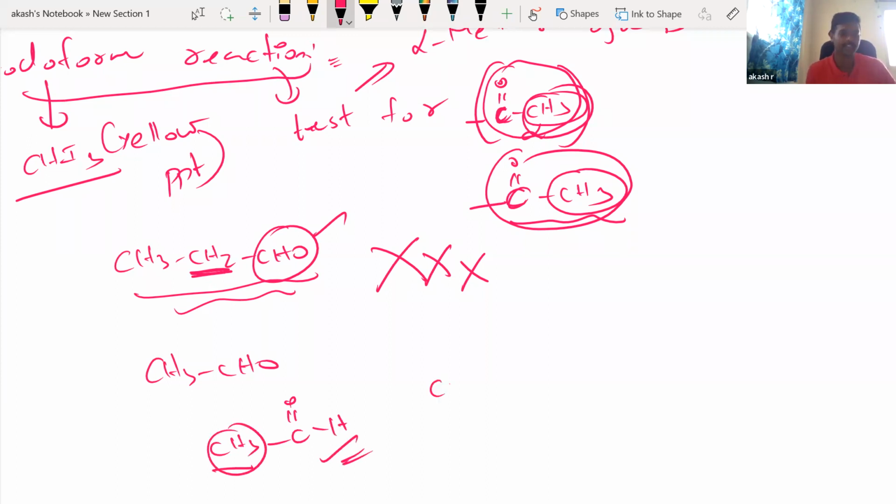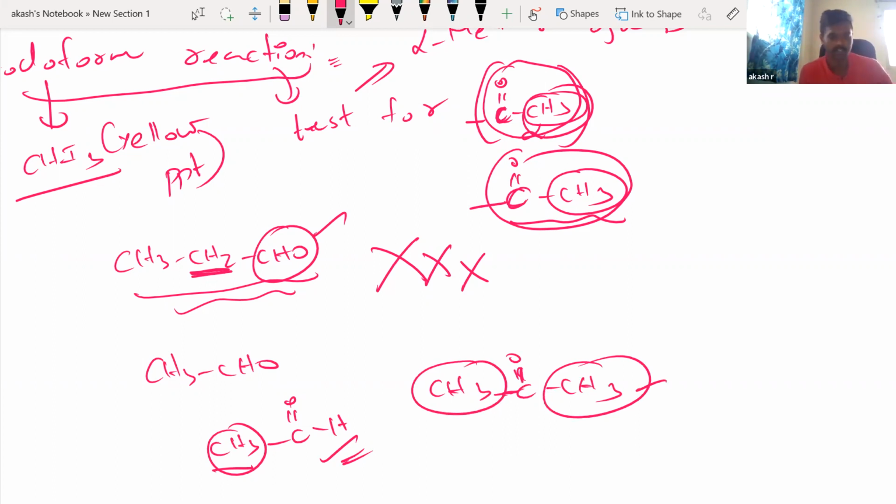What about this one? CH3, C double bond O, CH3. Will this give the iodoform test? Yes or no? Quick, what is it? Yes, right, because we have a C double bond O, directly with not only one but two CH3s. At least one is enough. We have two CH3s. Definitely this will give the iodoform test.